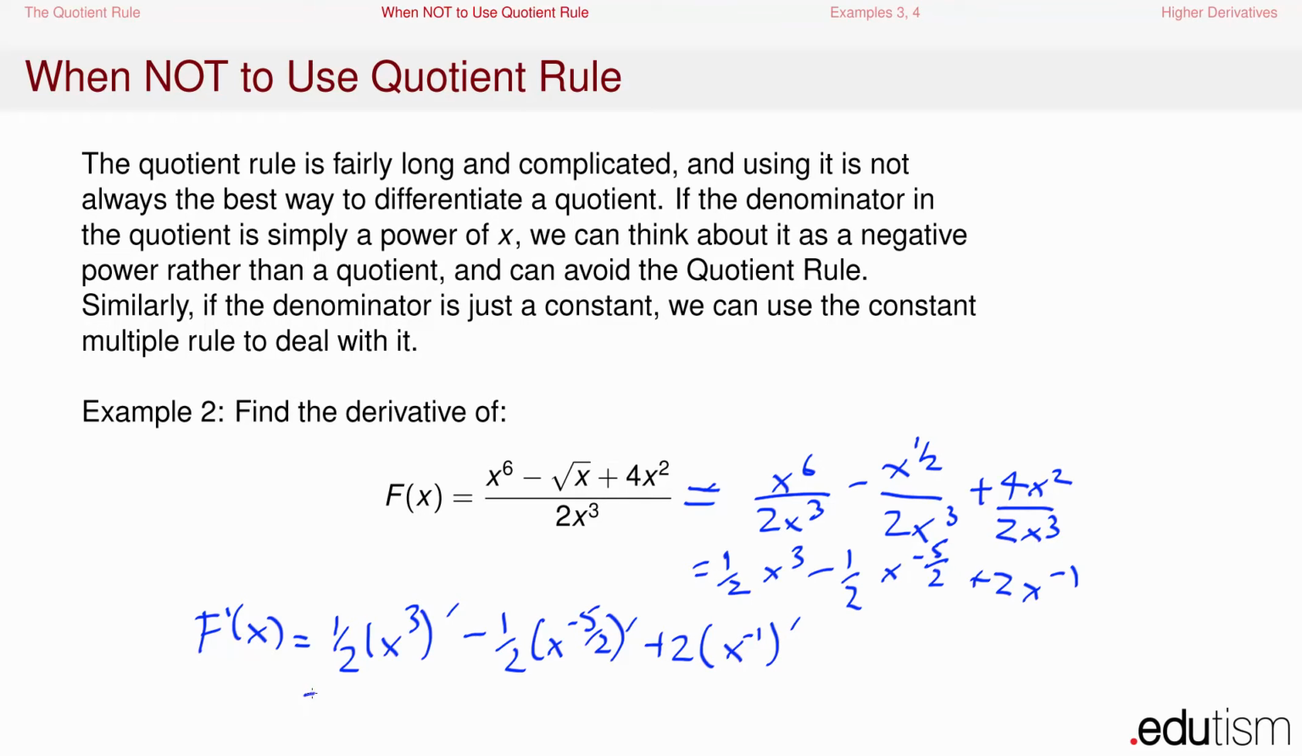Derivative of x cubed is 3x squared, so this gives you 3 over 2 x squared. Bring down the negative 5 over 2. Negative 5 over 2 times 1 over 2 is positive 5 over 4. We have x to the negative 7 over 2, minus 2x to the negative 2. So this derivative was in fact a lot easier to find because we did not use the quotient rule.